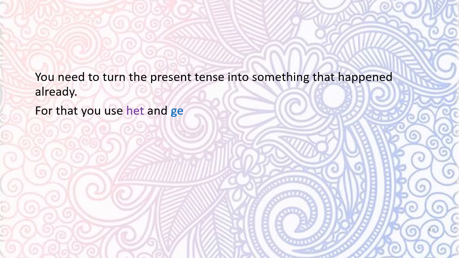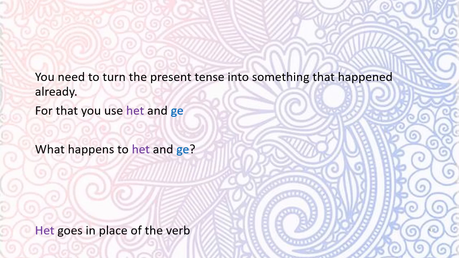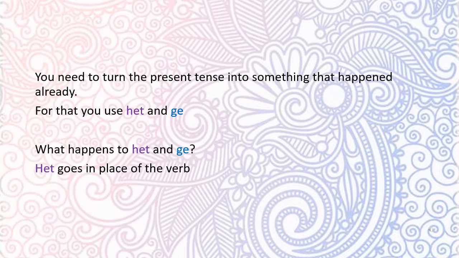Notice how I use purple for my het and blue for my ge. So this is just to make it easier for you to identify your het and ge when you do use it in your sentence. But what do you do with your het and ge, you may ask? Het goes in place of your verb and ge goes to the end of your sentence with your verb. They go together to the end.